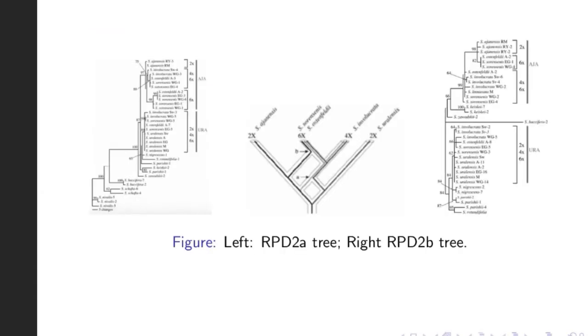Silene are a genus of flowering plants with a complex evolutionary past. In an attempt to shed light into that past, Pop et al. generated a number of gene trees, two of which you see on my slide here. The one to the left is the RPD2A tree, and the one on the right is the RPD2B tree. Based on these two trees and a number of other gene trees, they then hypothesized the evolutionary scenario depicted in the middle of my slide for the taxa under consideration.